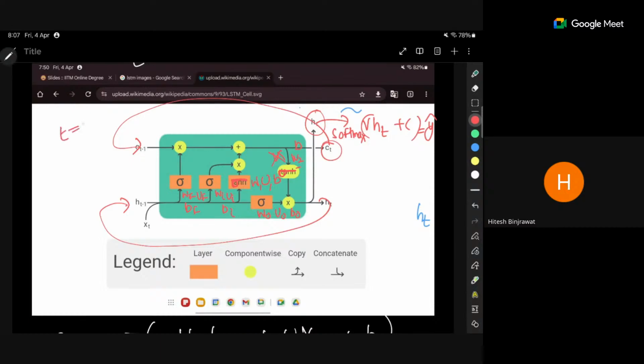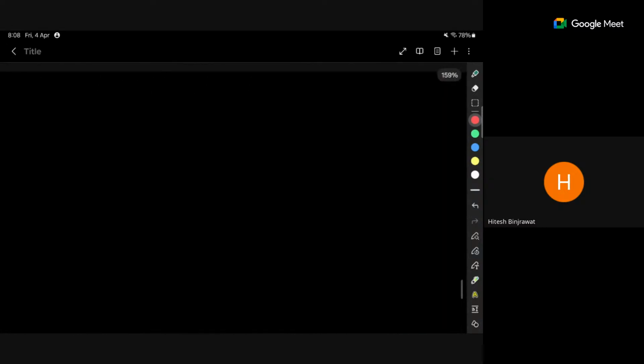So this is for t equal to 1, and for t equal to 2, whatever we had will move forward. Okay. Now we are doing the same thing with GRU.